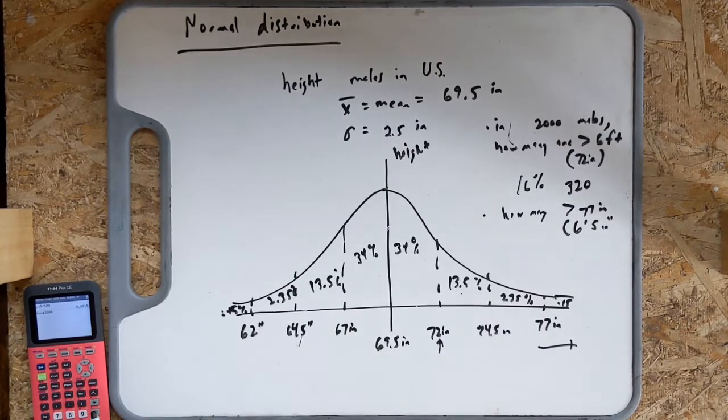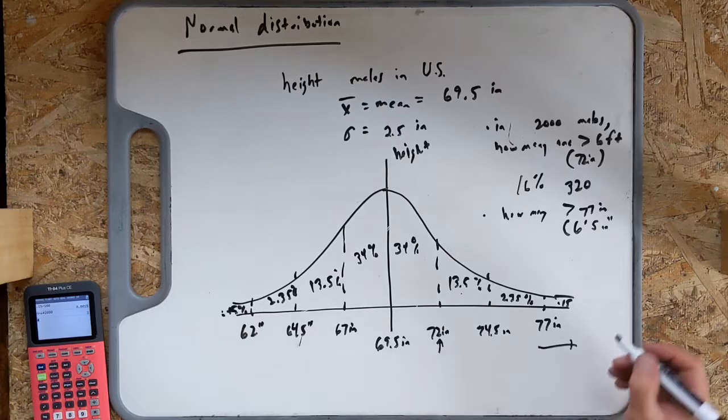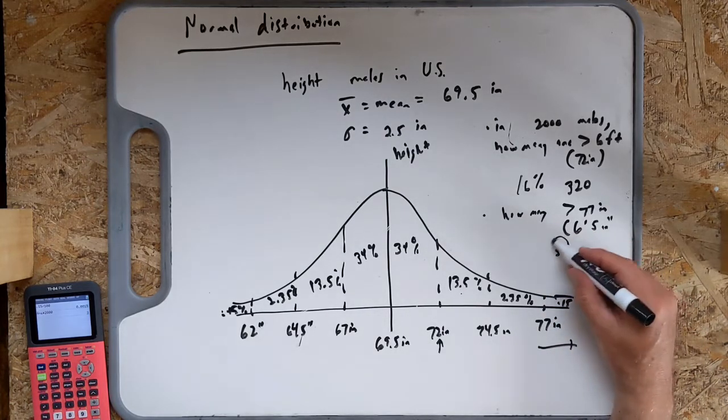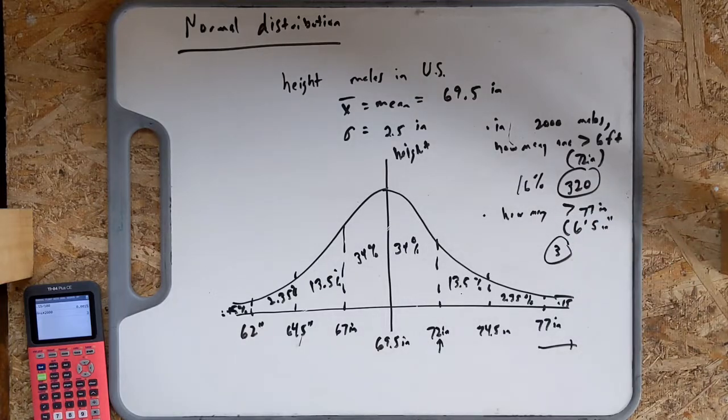Times 2,000 is 3. You expect 3 of them out of those 2,000. 3 should be bigger than 3 total. This was 320. So you can see it scales off pretty quickly. 6 footers, there were 320 out of 2,000. 6 foot 5ers, there were only 3.